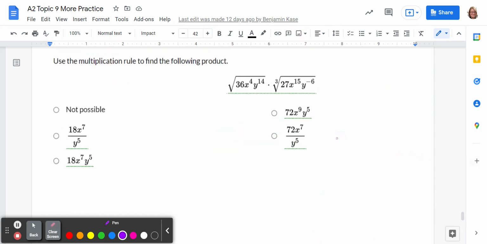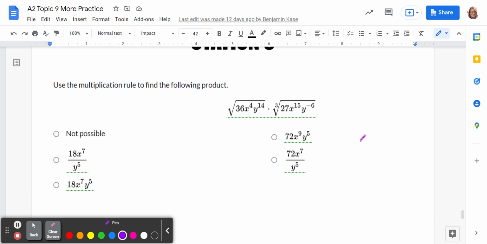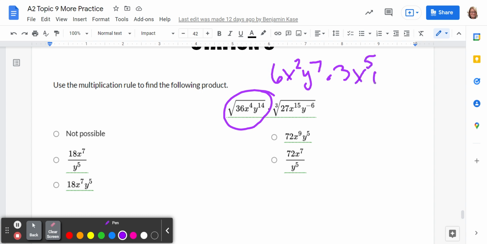Clear this. Okay, and for station 9 here, go through, simplify this first set, and I end up with a perfect square there of 6x squared y to the 7th. And in the back, the cube root of that is going to be a perfect 3x to the 5th y to the negative 2. Put all of that together, and we end up with 18x to the 7th y to the 5th.